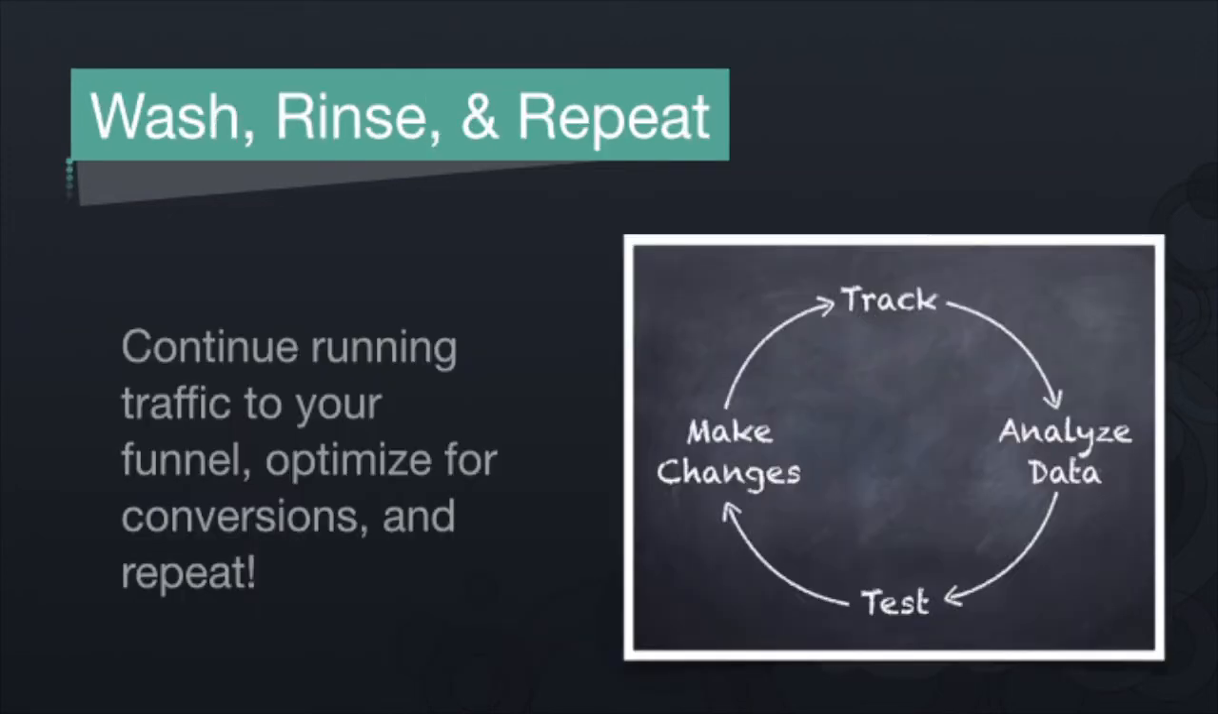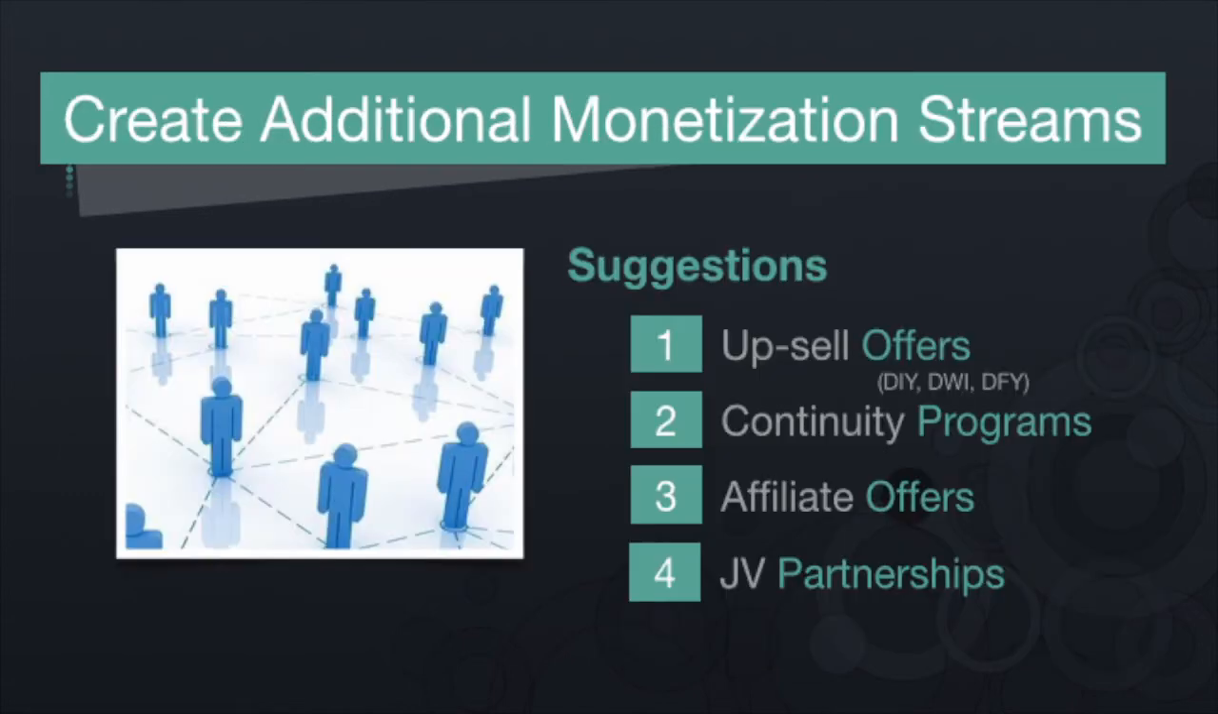So you're just going to continue running traffic to your funnel, you're going to optimize for conversions, and you're going to repeat. It's really pretty simple once you have the process built. Now, sometimes that's difficult for people to get it all built, but once you get it built, it becomes pretty simple. The other thing you can also do, which is really cool, is on what we would call the back end, further down the email sequence, you can create additional monetization streams.